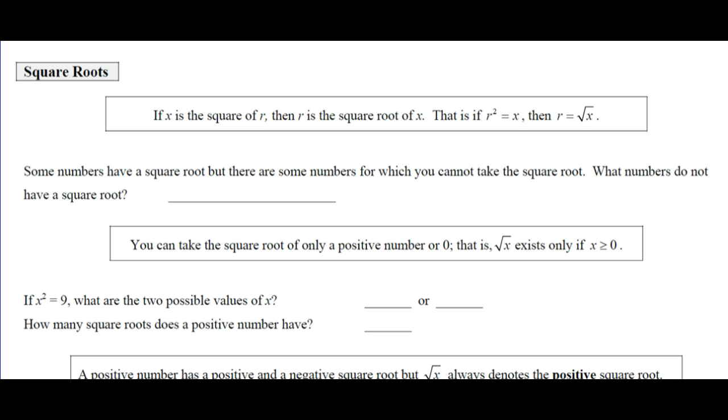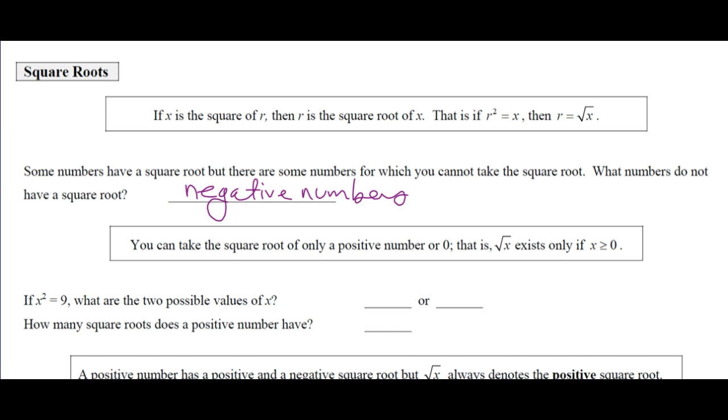What numbers do not have a square root? Negative numbers. Yeah, negative numbers, right? We can't take the square root of a negative. You can have a rational number, like 4 over 9 has a square root, which is 2 over 3. You could take the square root of only a positive number or 0. That is, root x exists only if x is greater than or equal to 0. Okay, so negative numbers do not have a square root.